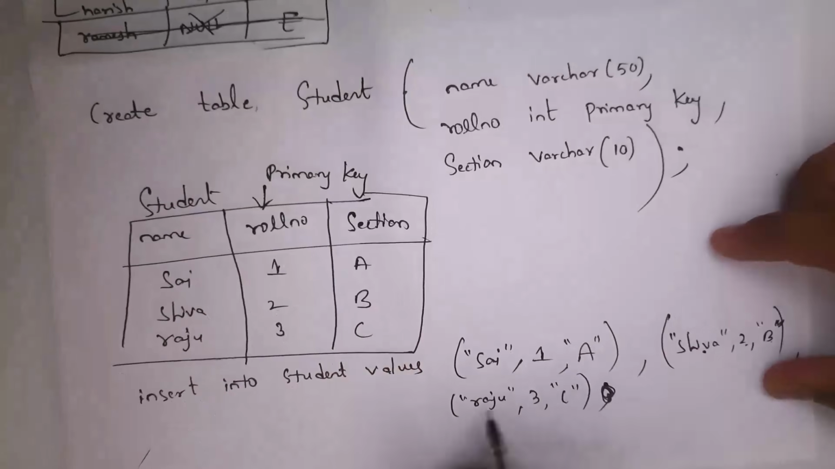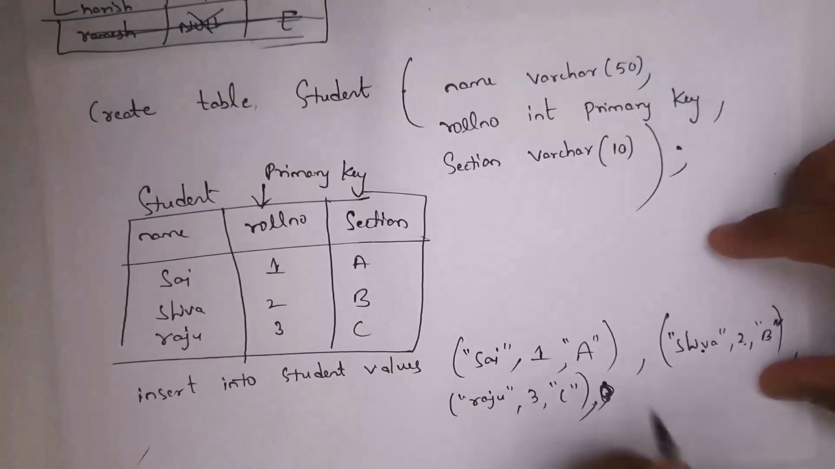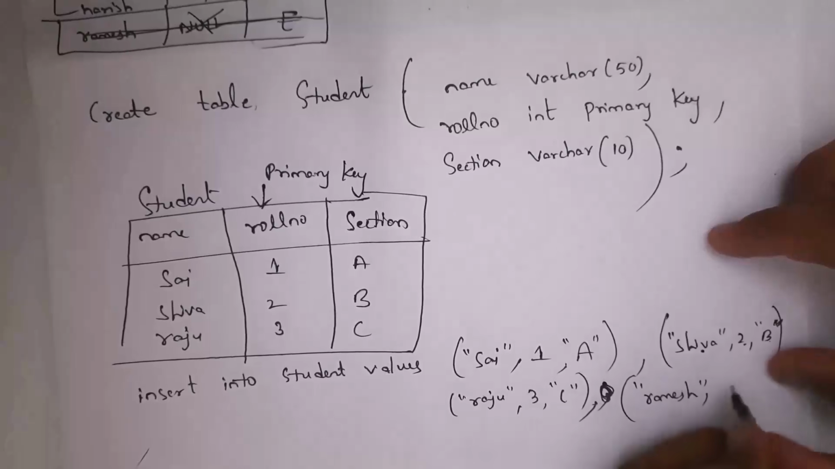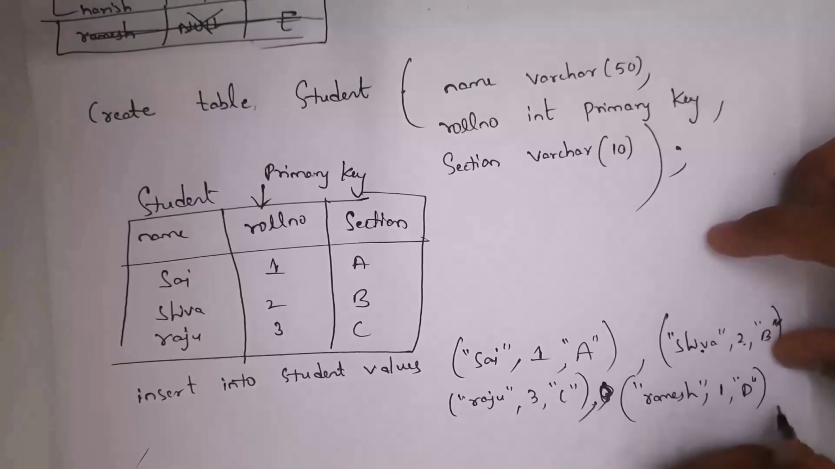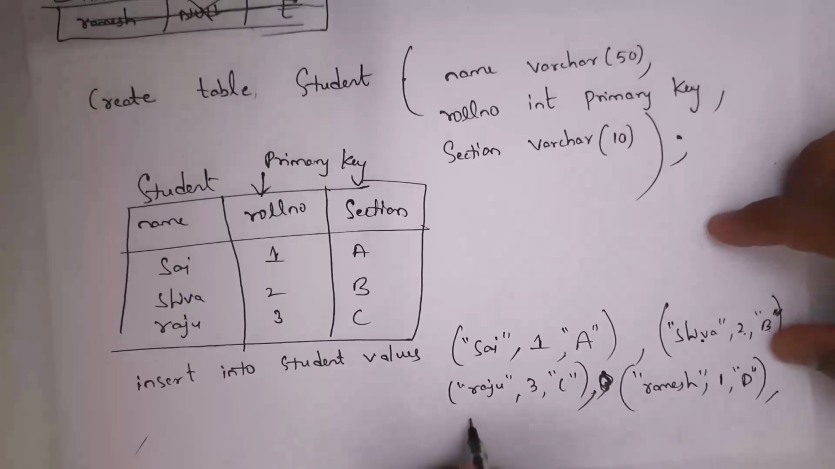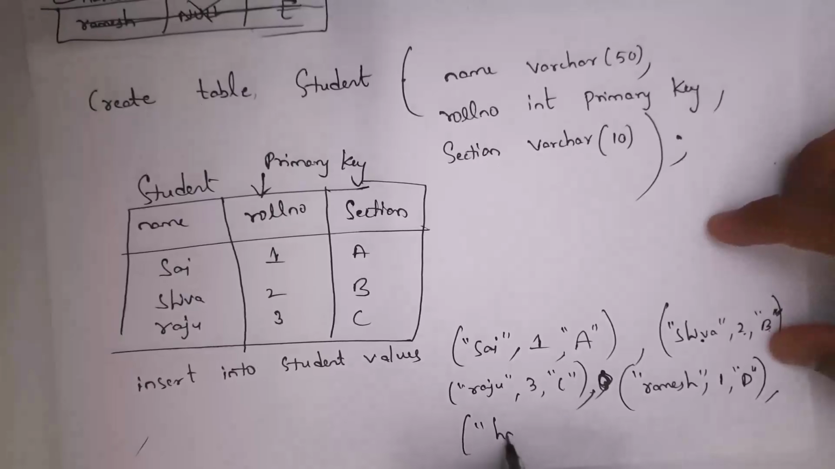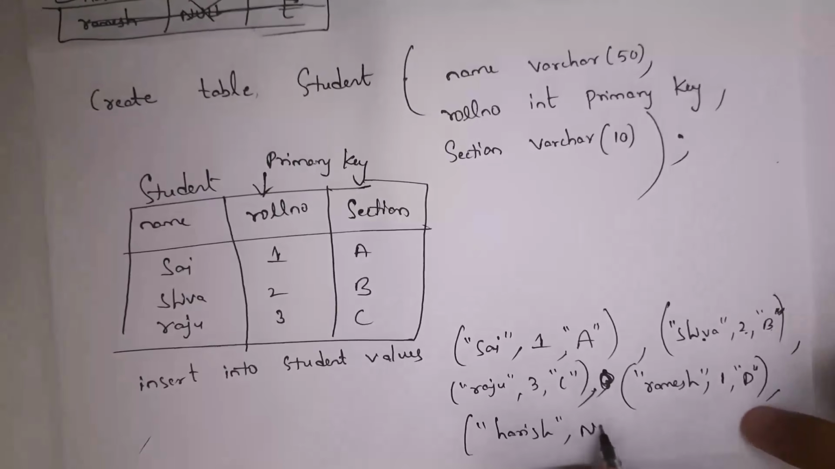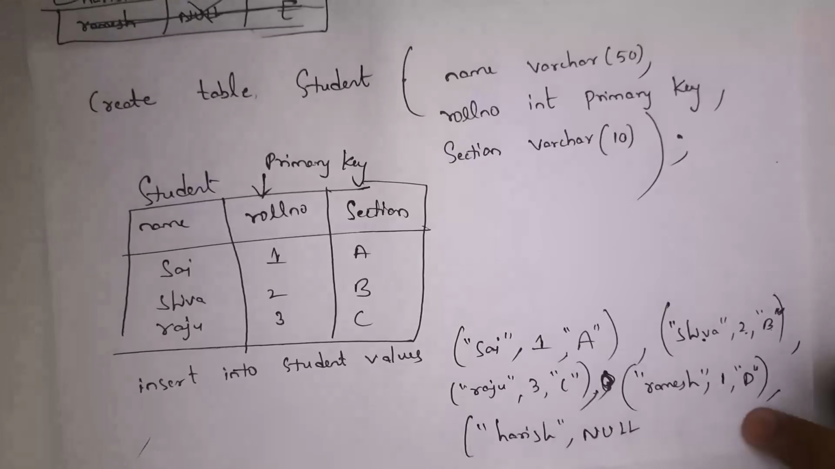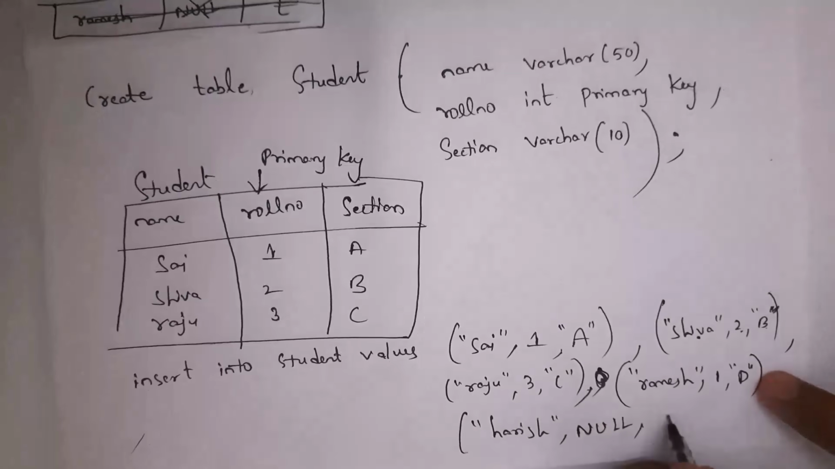For example, I write here, comma, name Ramesh, rule number 1 and section D, comma. I want to insert another record, that is name Harish. I don't want to give a rule number, so I will just write here null. Guys, if you want to give null values, then don't use quotations. Just write here null, comma, section E.